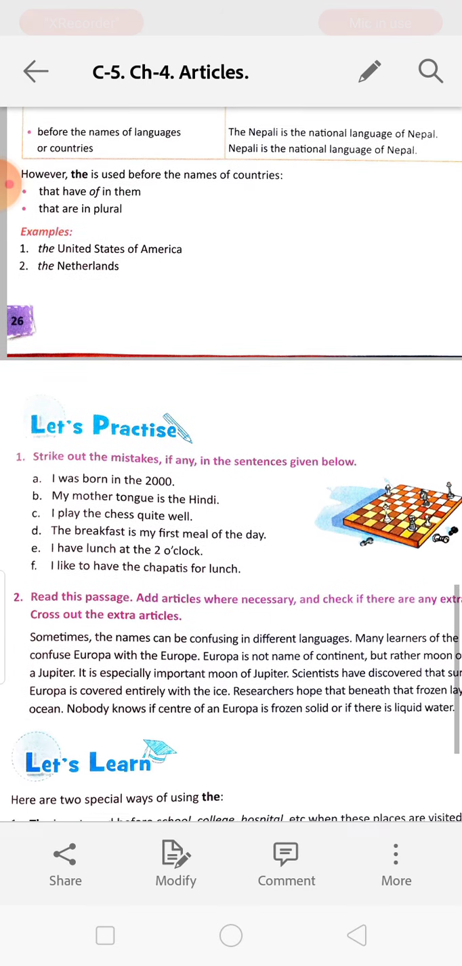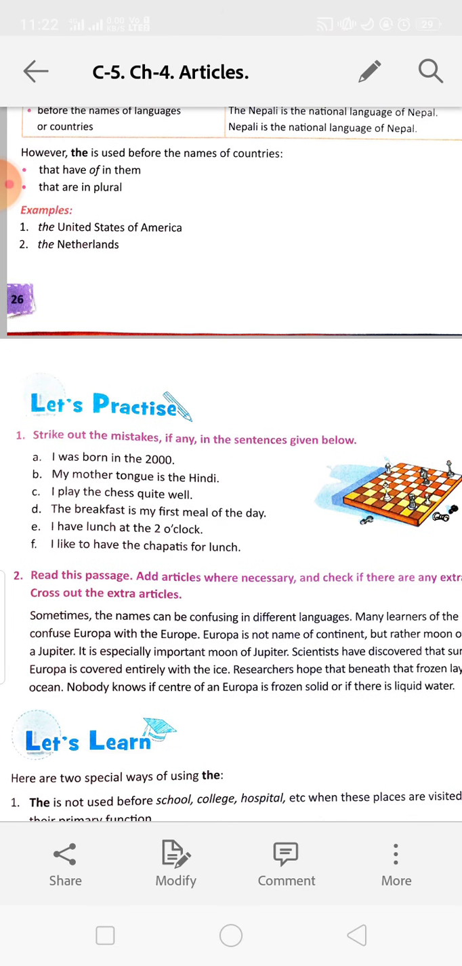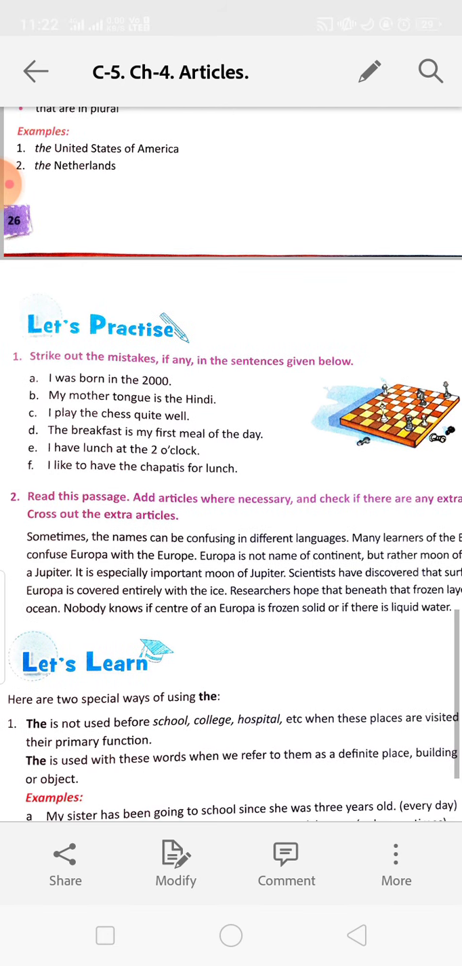Next, strike out the mistake, if any, in the sentences given below. I was born in the 2000. No, I was born in 2000. Do it in the copy. This one you have to do in the copy. My mother tongue is the Hindi. Wrong. My mother tongue is Hindi. I play the chess quite well. Wrong. We have to write I play chess quite well. Rest of the three you will do by yourself.